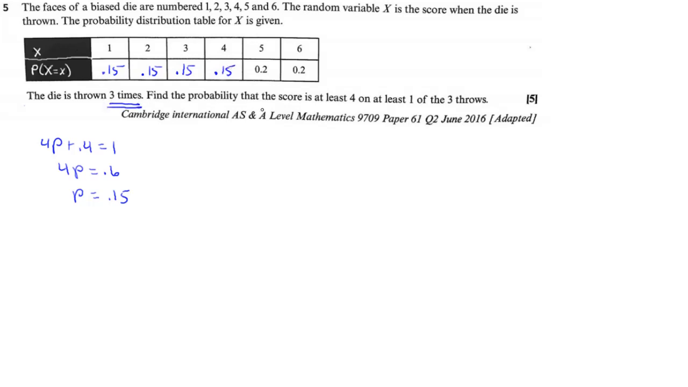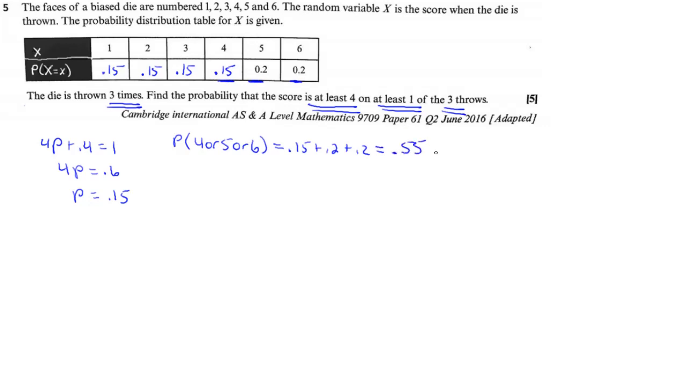Anyway, this die is going to be thrown 3 times. We want to know the probability that the score is at least 4 on at least one of 3 throws. All right, so that's a lot of at leasts. So the first thing is we got to find the probability of getting at least a 4. Well, at least a 4 means I could get a 4 or a 5 or a 6. The probability of getting at least a 4 is 0.15 plus 0.2 plus 0.2. It's going to be 0.55.